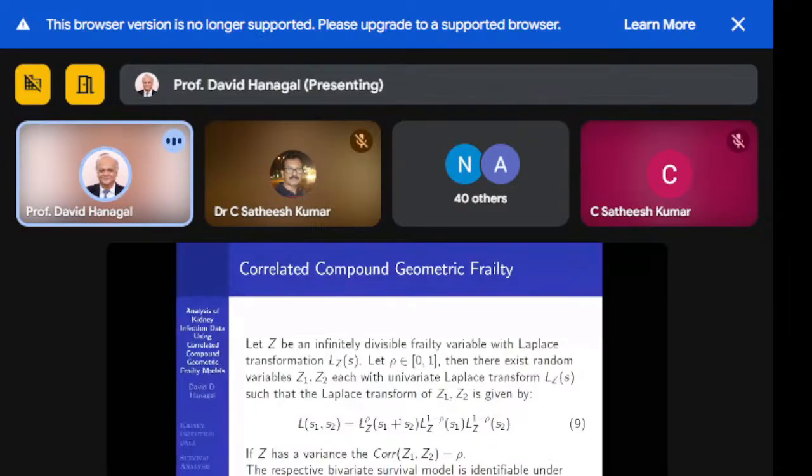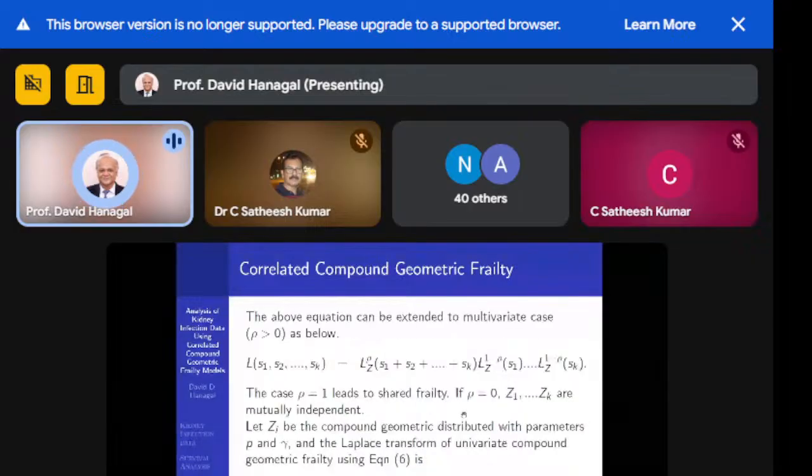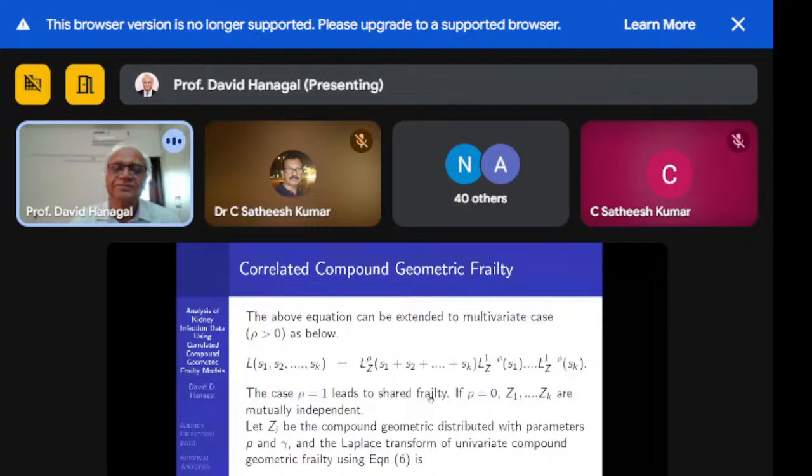These are univariate, all three are univariate. They are the sum of S1, S2. That gives the bivariate. When rho equals 1, it becomes the shared frailty model. When rho is 0, then T1, T2 are independent. Rho equal to 0 means they are mutually independent. Rho equal to 1 leads to shared frailty.